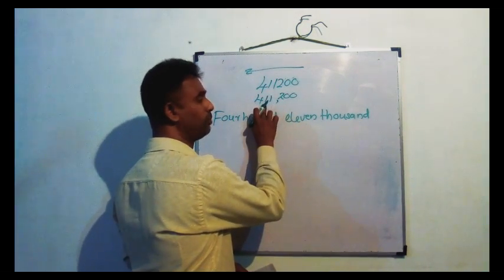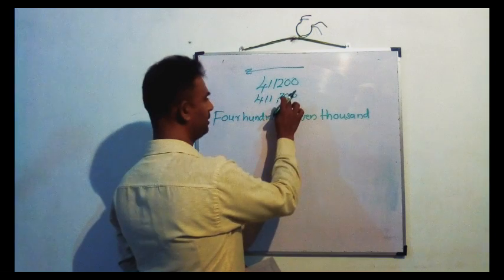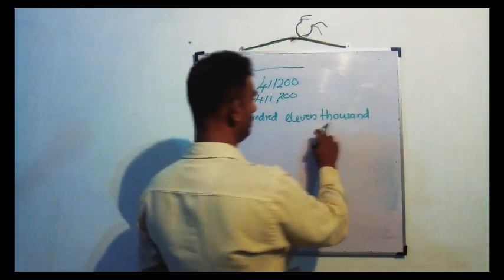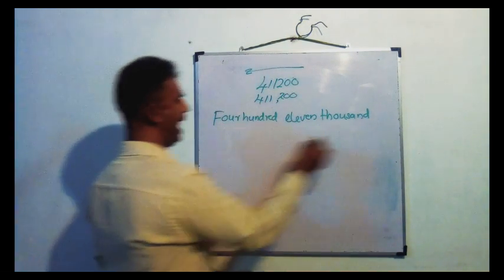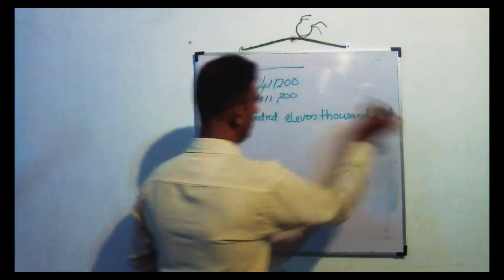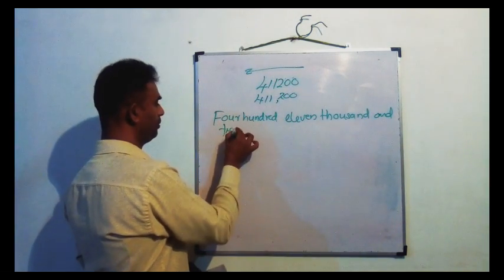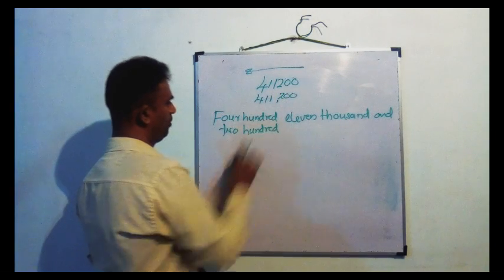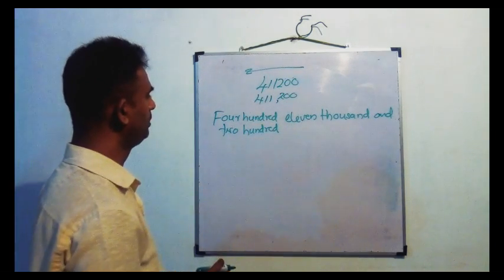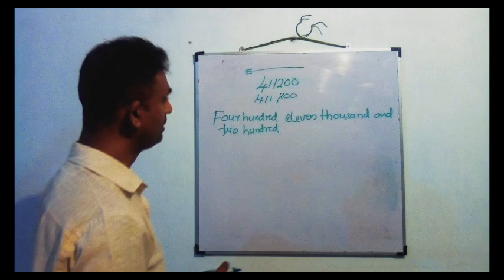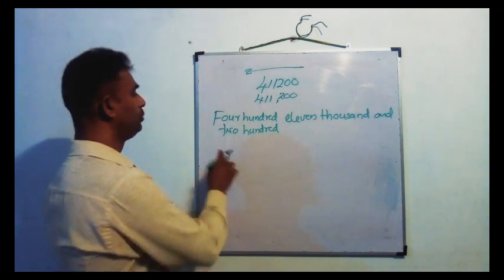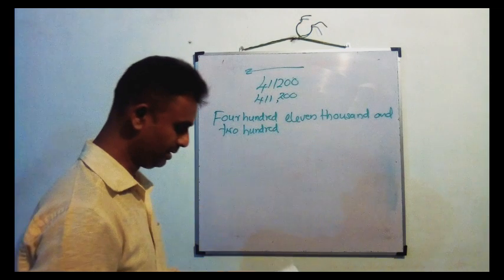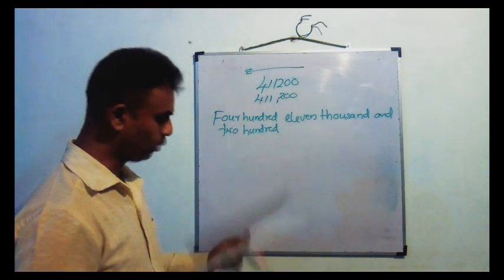This is the 1000 period. Next, 100 period. 1000 and 200. 4,000, 400, 11,000 and 200. That is the 12th one.